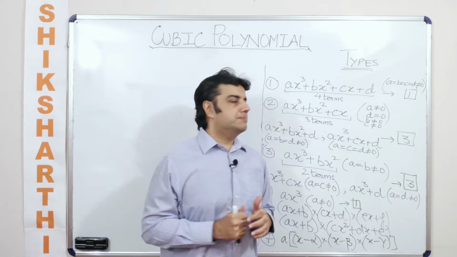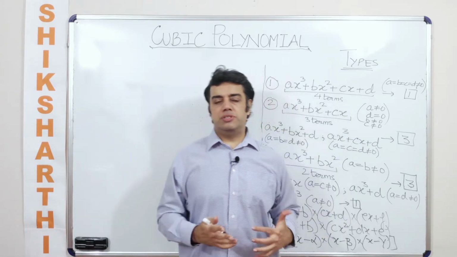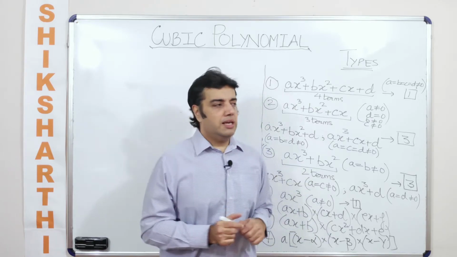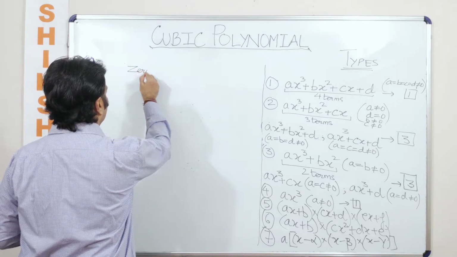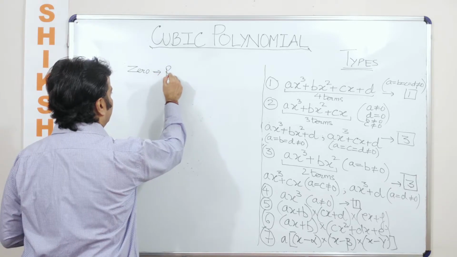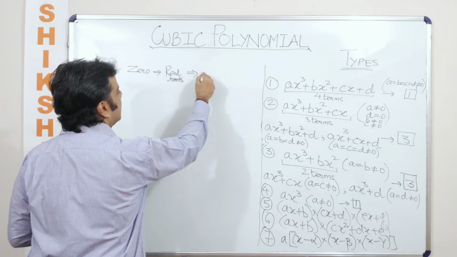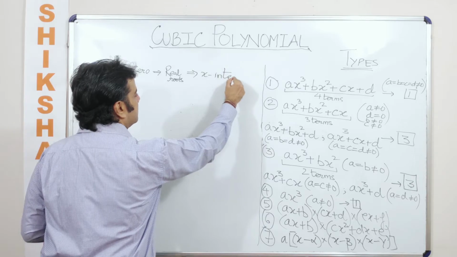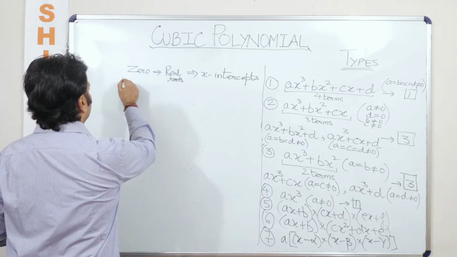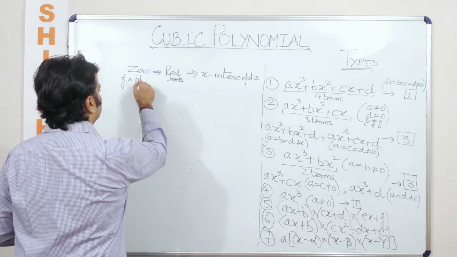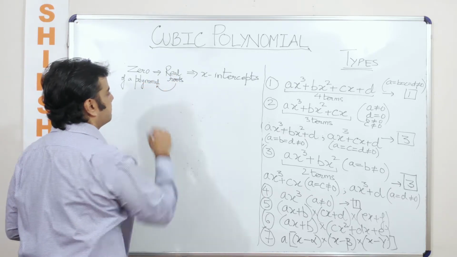Okay, having said this, we have talked about this in other videos also, but talking about this video, if I say a cubic 0, there is a terminology which we can always use here. A 0 is just like saying real roots, right? Is just like saying x-intercepts. These are synonymous terms. So if I say 0 of a polynomial, I am basically talking about real roots of the polynomial, right?